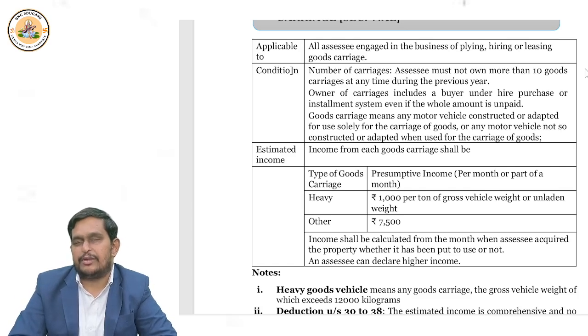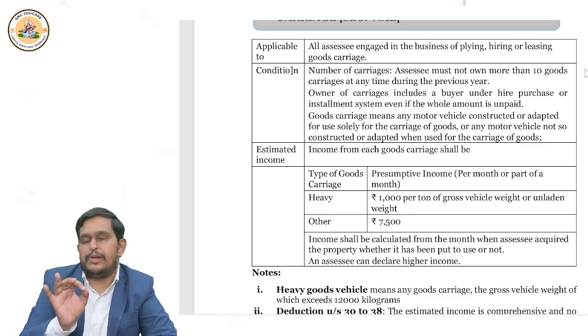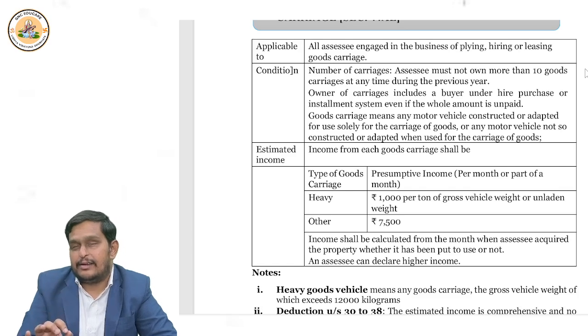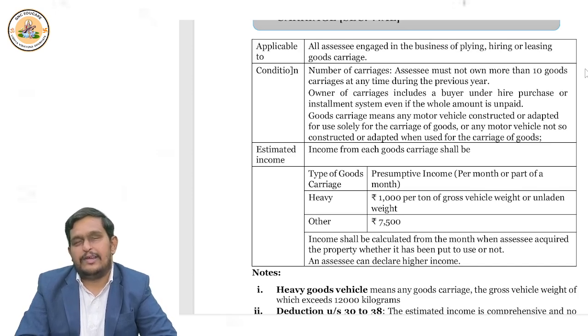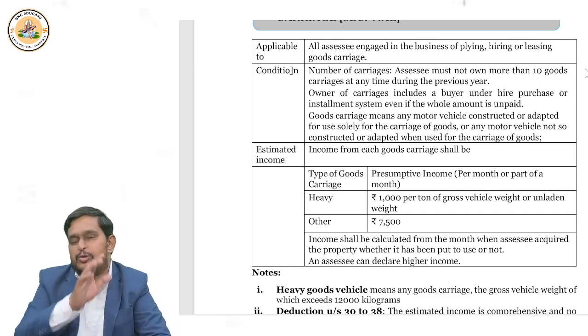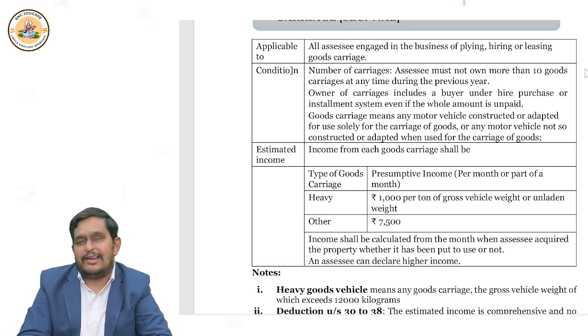Now the next question comes. For a heavy goods vehicle, they said 1,000 rupees per ton capacity of the vehicle. That is your income. So is this income computed only if I use the vehicles? The answer is no. Whether you use the vehicle, whether you don't use the vehicle, whether you partially use the vehicle, all this doesn't matter.